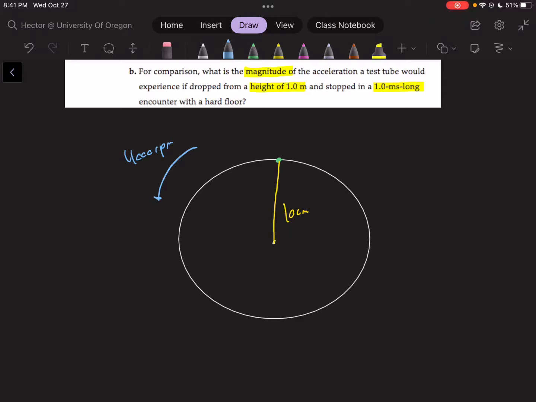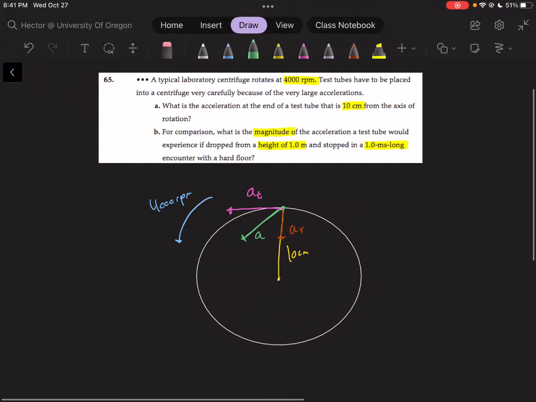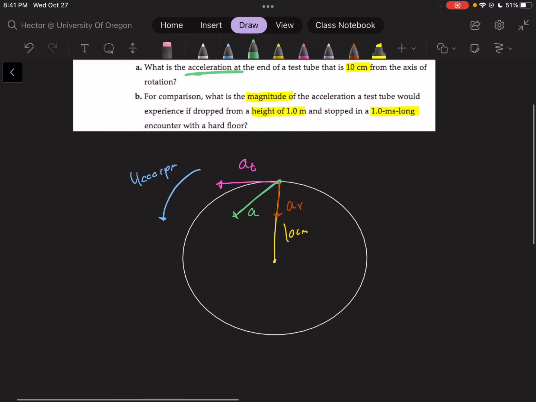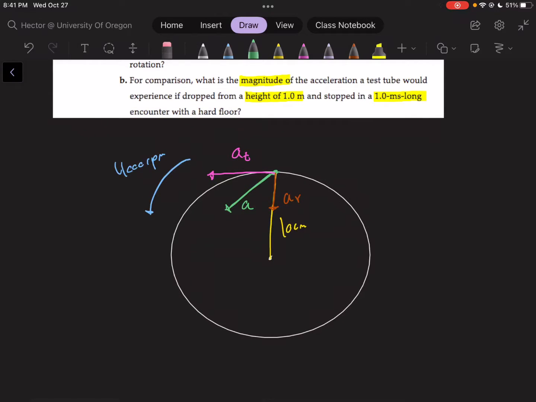Okay, so what we know about circular motion. With circular motion, we know that we have some centripetal acceleration, which is noted like this, which keeps it from flying straight off of our circle. It keeps us going around. We then also know we have some tangential acceleration, so that's usually noted as such. And then we also have this resulting acceleration vector, which tells us our acceleration, which is what the question asks for. It asks for this acceleration at the end of the test tube, which would be this resulting vector.